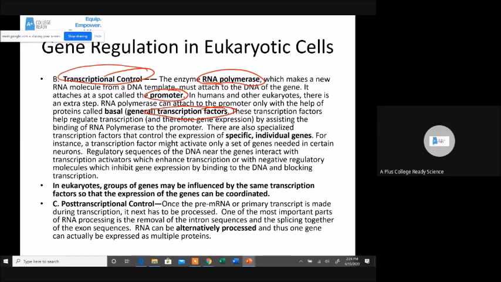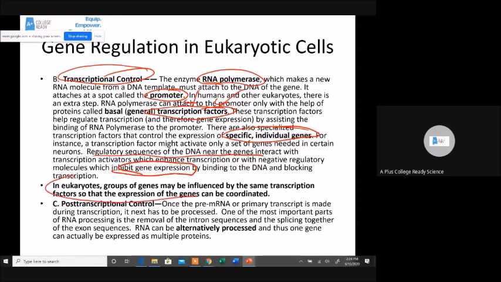These are really important. They're specific, they're coded for by specific individualized genes. And the regulatory sequences of DNA near the genes interact with these transcription factors, and that can either enhance transcription, cause it to happen better, or it can block it. It can completely inhibit the gene expression. So the presence or absence of specific transcription factors can either enhance transcription.